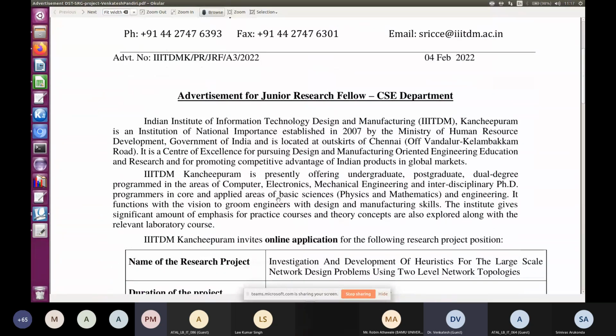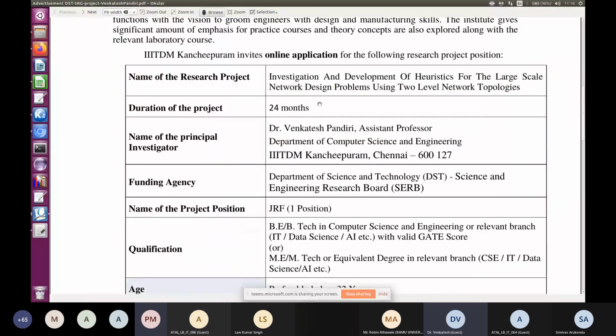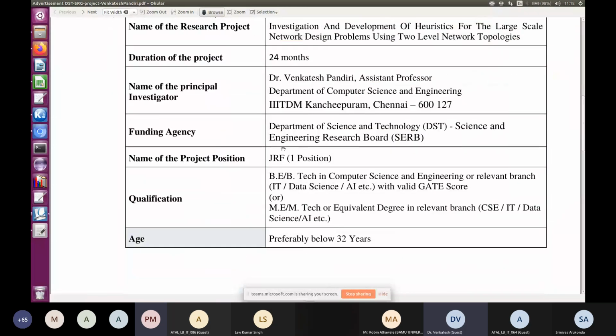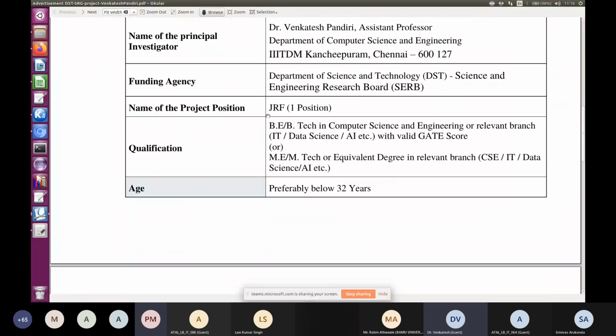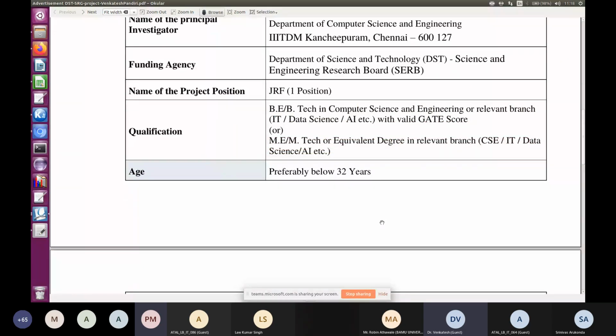So this is the research that has been granted by DST, sir. Investigation and development of heuristics for network design problem using different topologies. It is a 2 year term funded by DST. One position is there, and the qualification is BTech with valid GATE score or ME or MTech. It will be 31,000 per month.